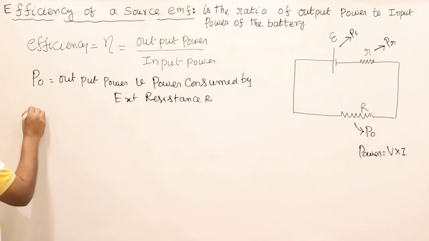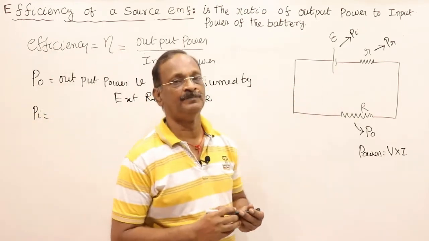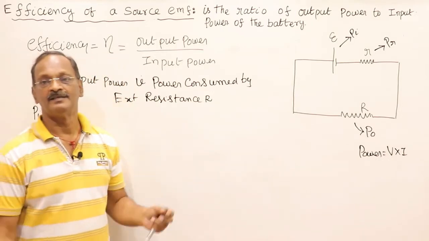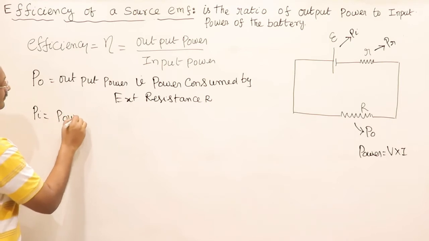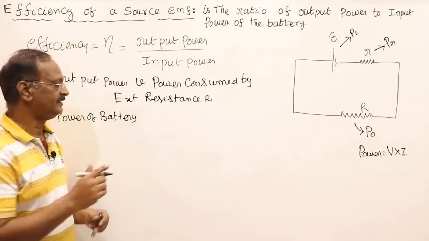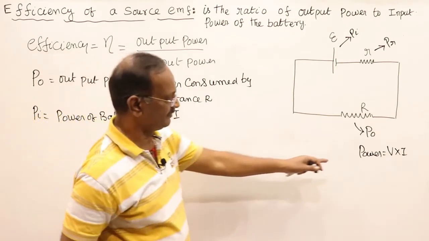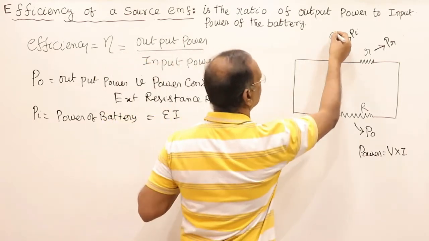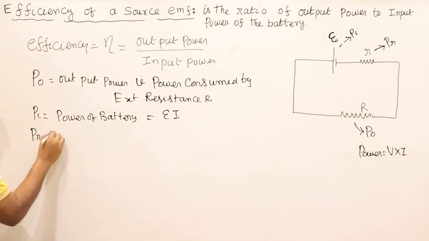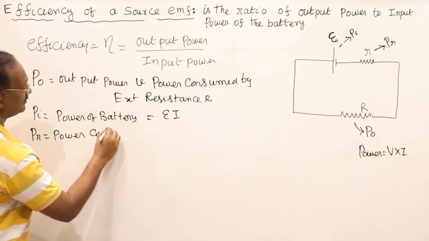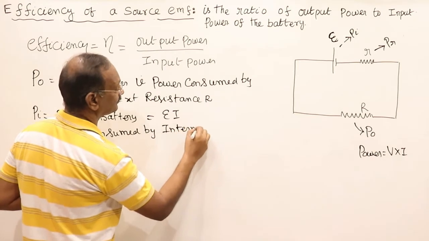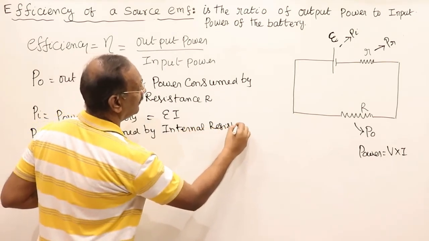What is input power? Because this battery is giving input, it is supplying power to this external load as well as some power to the internal resistance. Input power is equal to the power of the battery. What is the power of the battery? That is the EMF of the battery into the current. EMF is voltage. It is giving an EMF. So EMF into current. What about the internal resistance? The power consumed by the internal resistance.